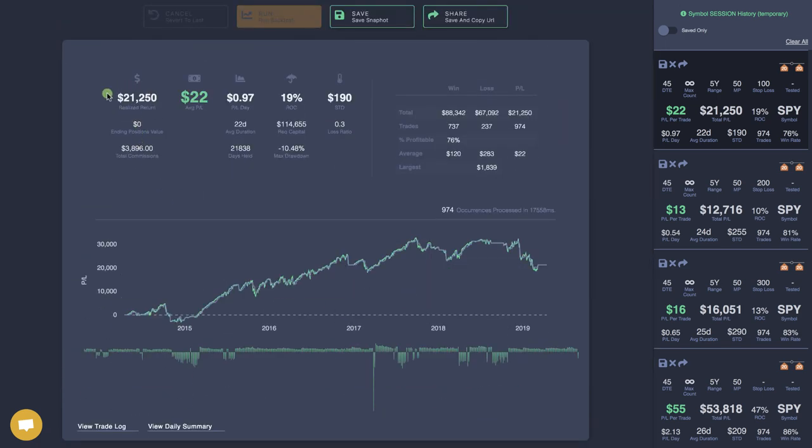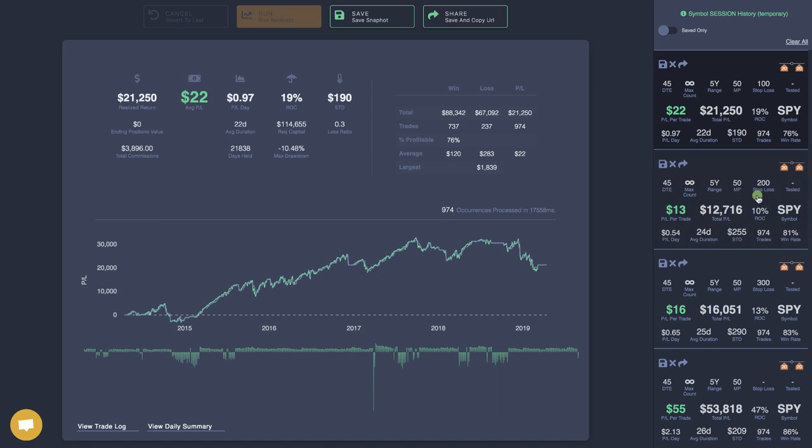You have a realized return of over $21,000. Your average profit per trade is $22. And your average P&L per day is 97 cents with a return on capital of 19%. Okay, so it's profitable. Let's take a look at the next example.